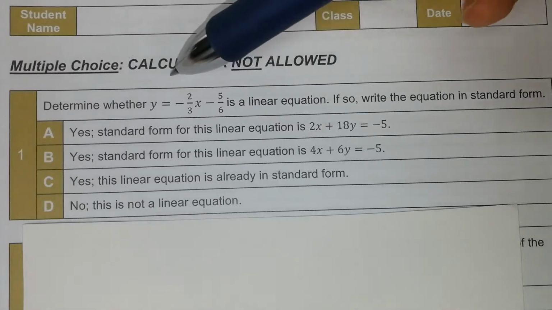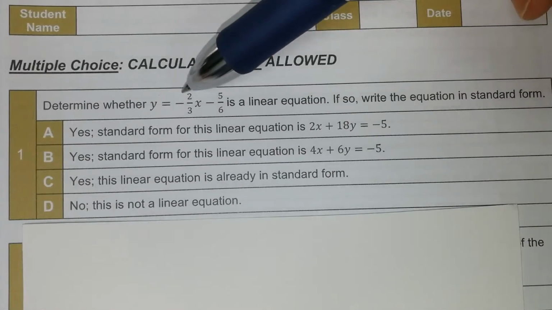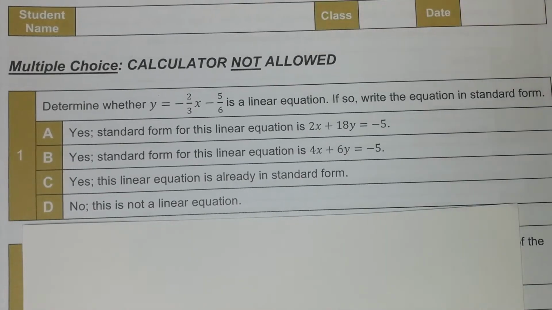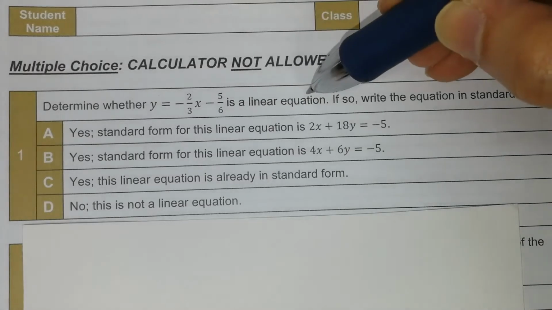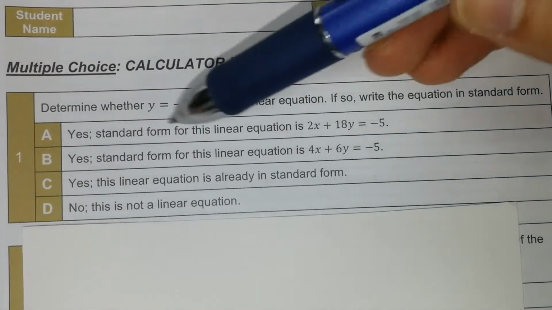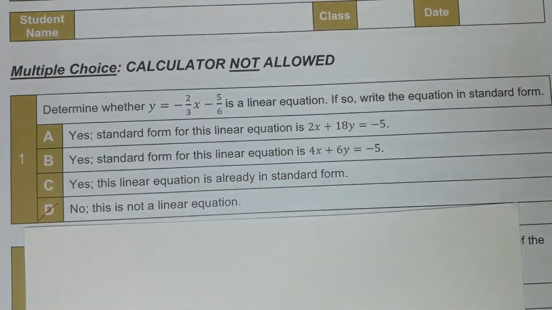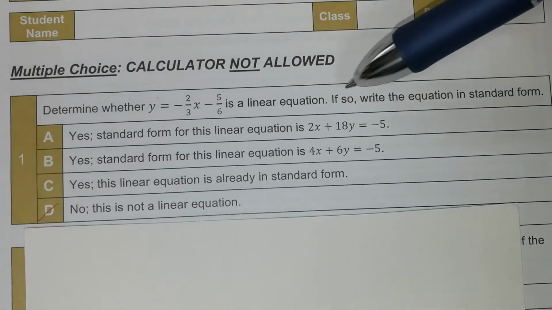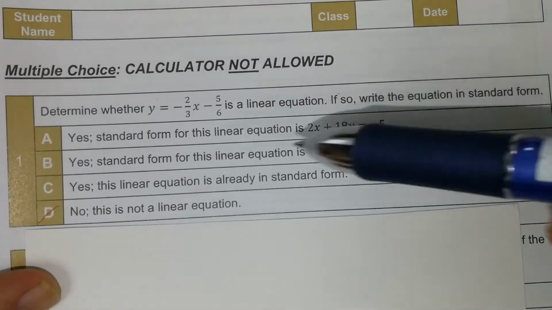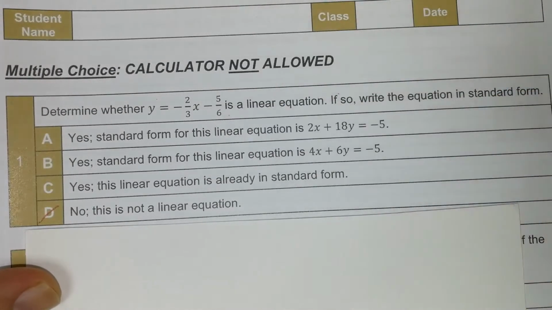So hopefully you recognize that this is in y equals mx plus b form. That's slope-intercept form. And any equation that's in slope-intercept form is going to be a linear equation. So I know for a fact that this is a linear equation, so I'm going to cross out choice D because that says no, this is not a linear equation. And then it says, if so, write the equation in standard form. Well, we already said that this equation is in slope-intercept form.